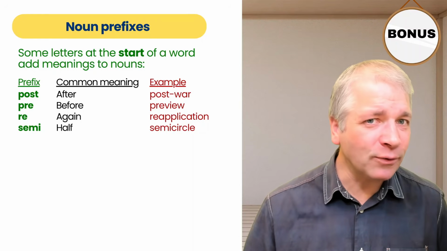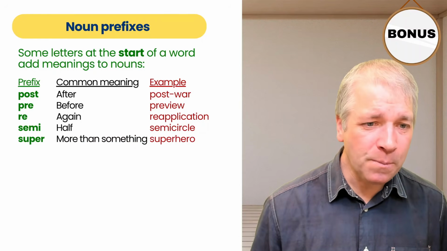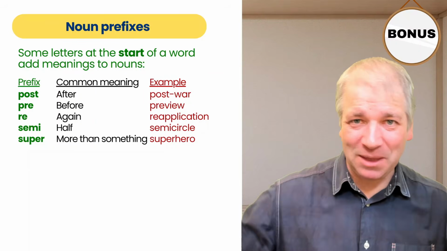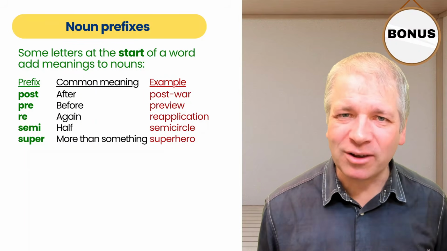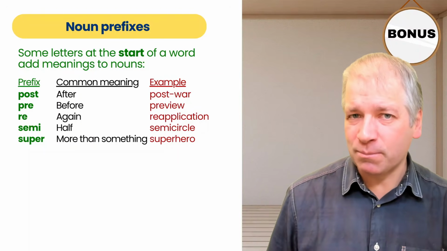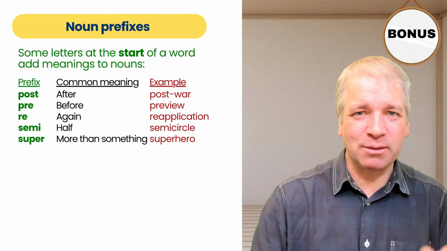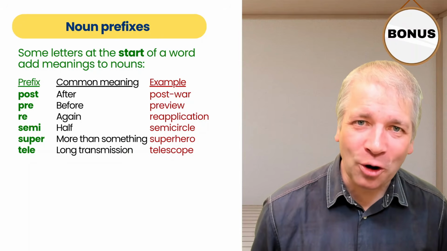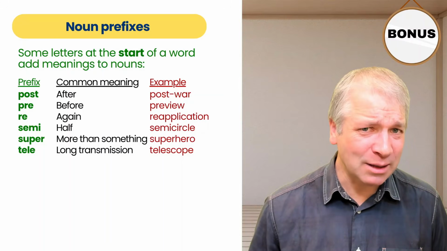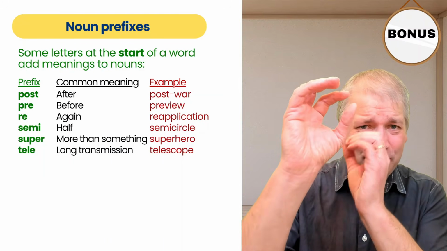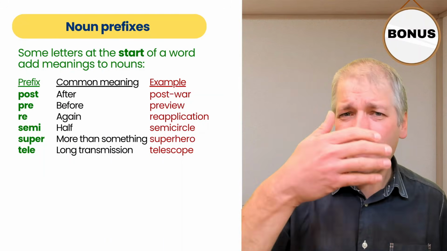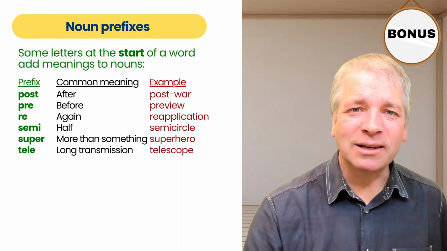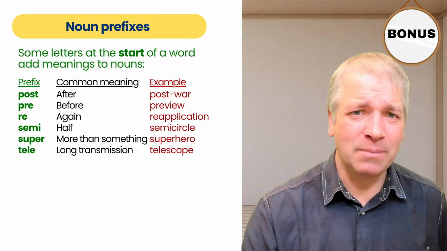Semi means half, like a semicircle. Super means more than something. So a superhero is something more than a hero, even greater. The way in which something is more varies, but it does mean more than something else. Tele comes from long transmission. So telescope is where you look into the sky for something far away. We also have television, which means receiving a signal from a long way away. And tele tends to have this meaning.